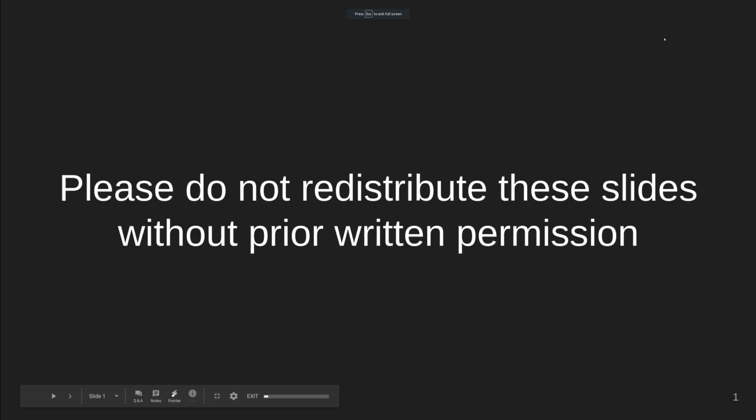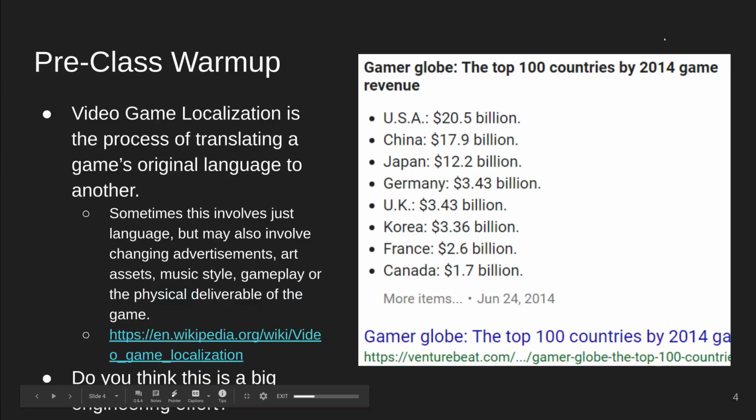Okay, so just a little warm-up to get us started here. It's actually about a different topic, but related loosely to what we're going to be talking about and something that you're going to be doing, this idea of video game localization. That is the process of translating a game's original language to another, just like you would with a movie.